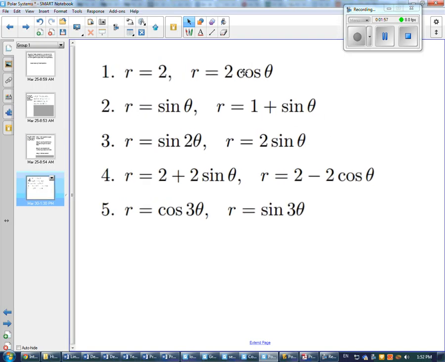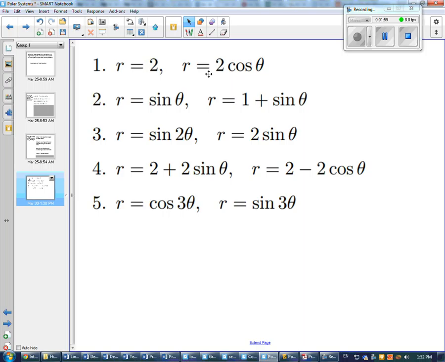Okay, so here I have 5 practice problems. I'm just going to go through the first 4. We're not going to do problems like number 5. So first one, I have r equals 2 cosine theta. You can go ahead and use your calculator to graph these. r equals 2 is a circle centered at the pole with a radius of 2. r equals 2 cosine theta is a circle on the horizontal that goes out 2.